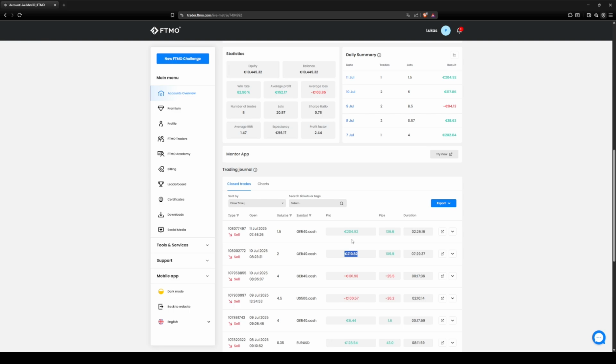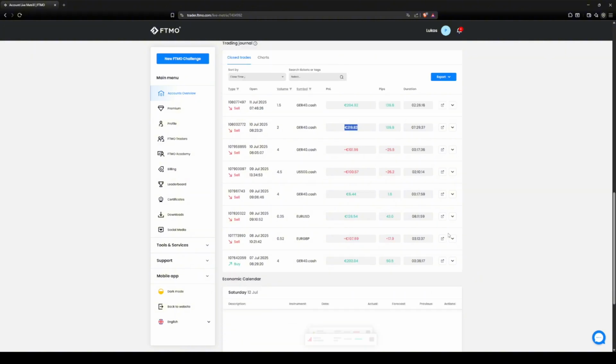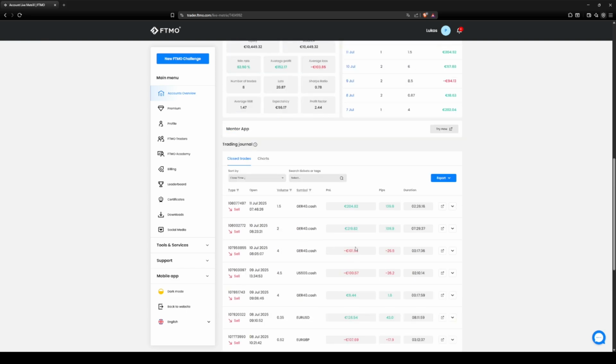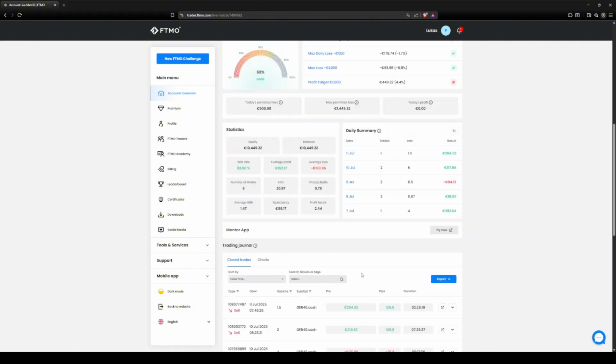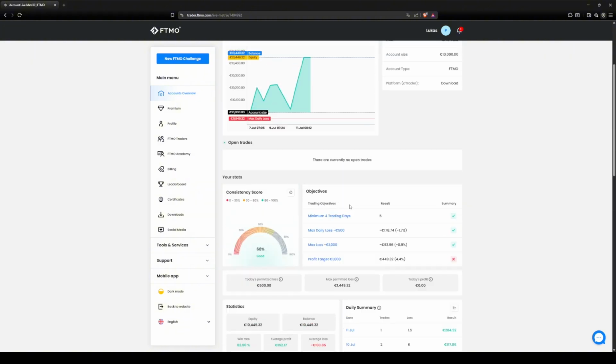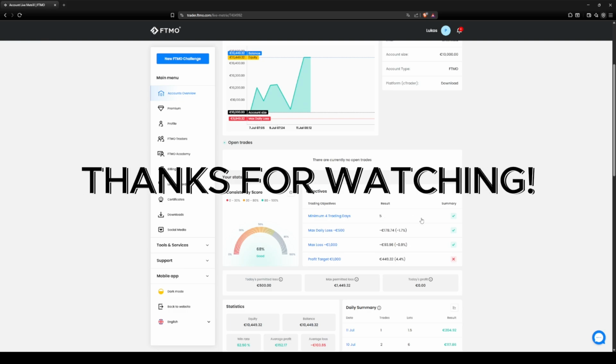But when I trail my stops, for example, in the trade where I set it to break even or where I traded in profit, then of course the risk-reward ratio differs when the trade gets stopped out. But that shouldn't be a problem because we are still in profit, 4.4% this week.